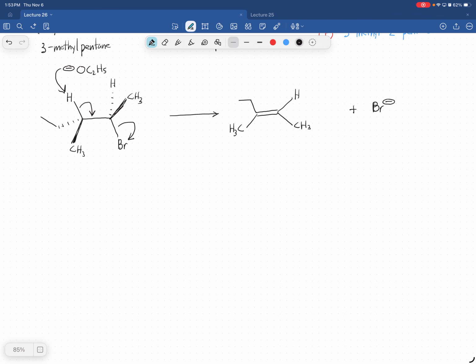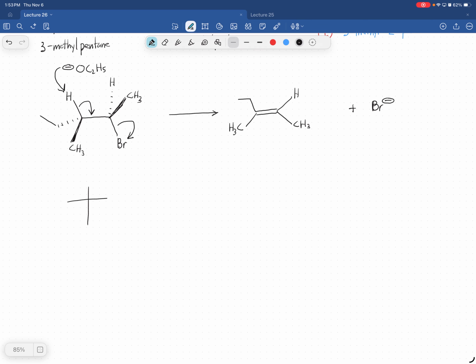So let's represent these isomers here. If we look at this Fischer projection of the molecule above, we can see that if the Br and the CH2, CH3 group here are on the same side, that's going to be an eclipsed conformation.